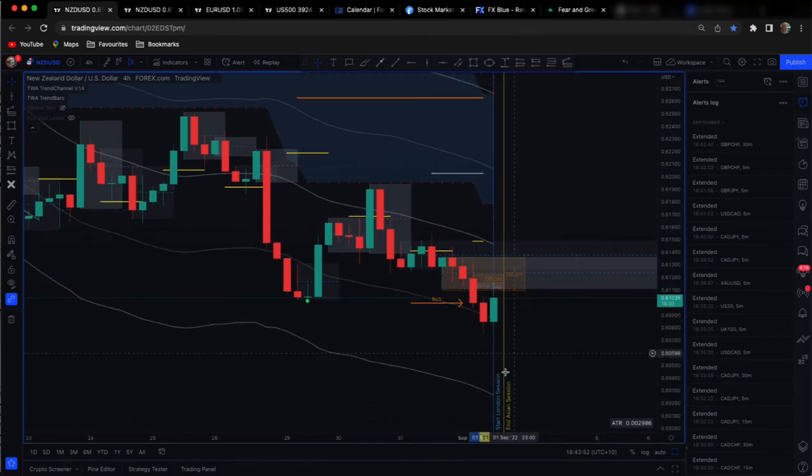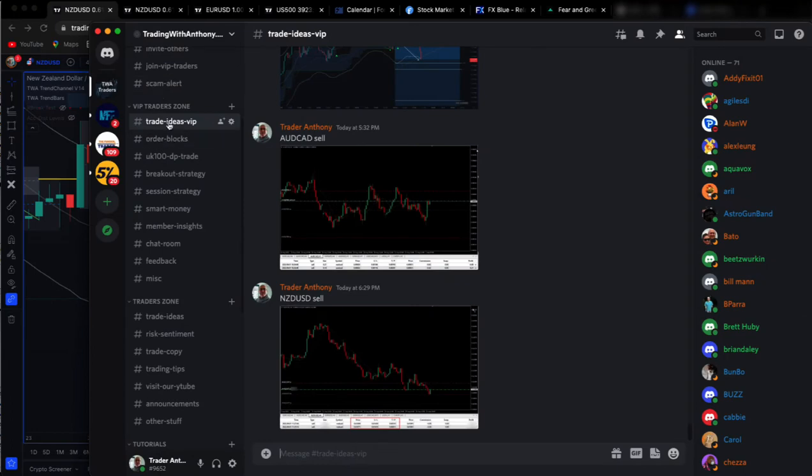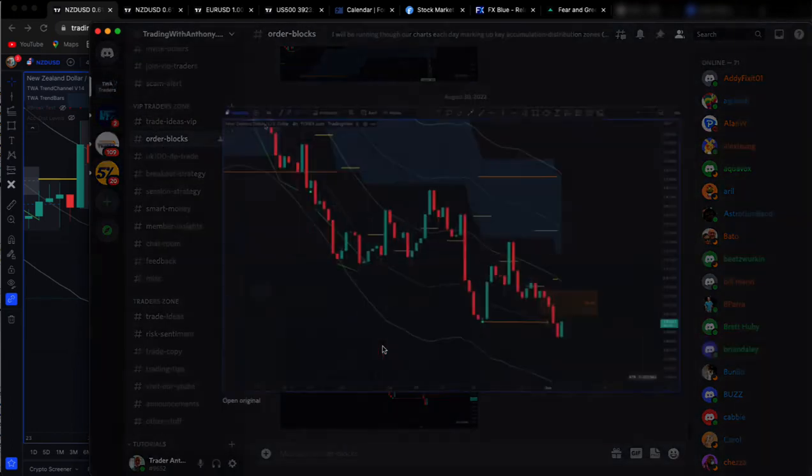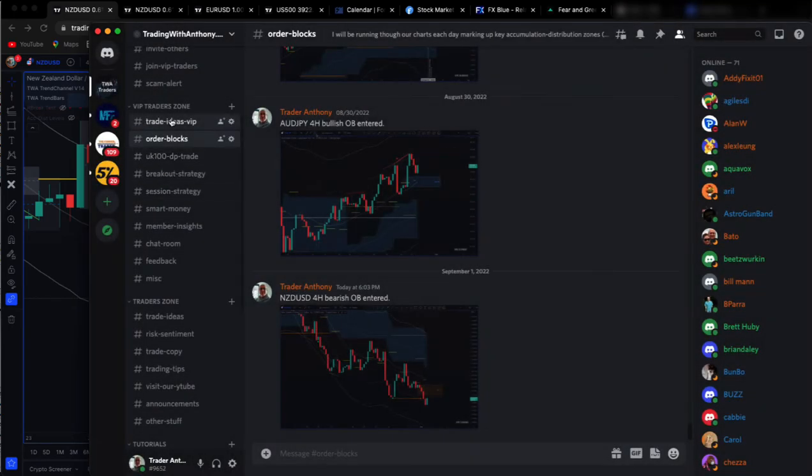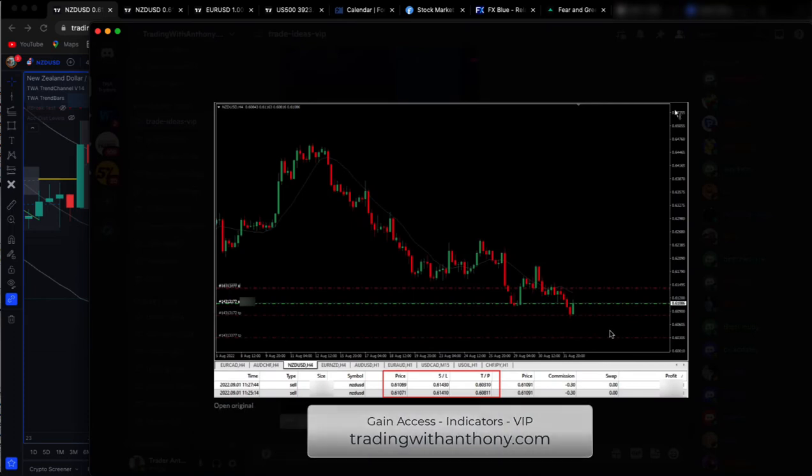What I did tonight, I sent this into Discord. If you come down into our VIP order blocks, 4 hour order block, these are not trade signals. I mark up these order blocks and I give my members an opportunity then to apply the strategy. And of course you get my trade signals.